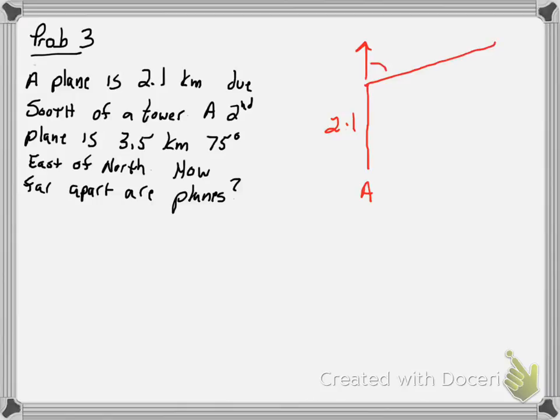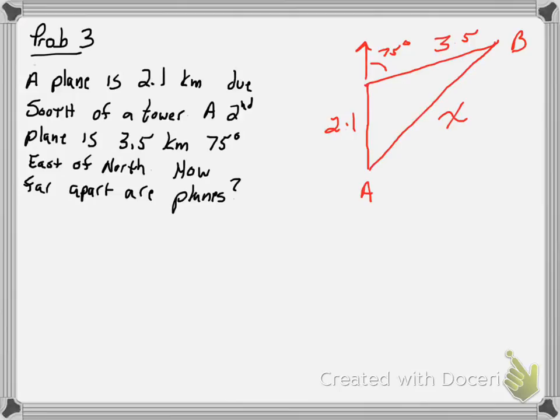This is where this is tough. This angle right there is 75 degrees. And I'll call that plane B. That's 3.5. How far apart are the planes? So we want to know that distance there. This is why it's important to understand directions. East of north, north is going up. It's not east of the tower, it's east of the north of the tower. So that's where that becomes important. So we end up with 75 degrees here.